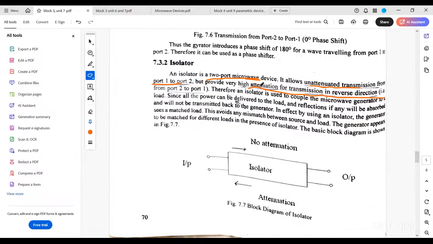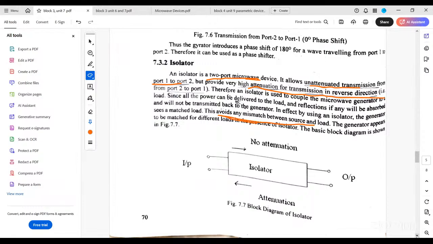Next, using this isolator, we avoid mismatch. It avoids mismatch between input and output. This avoids any mismatch between the source and load. This is the important point, enough up to here. And next, come to the diagram.